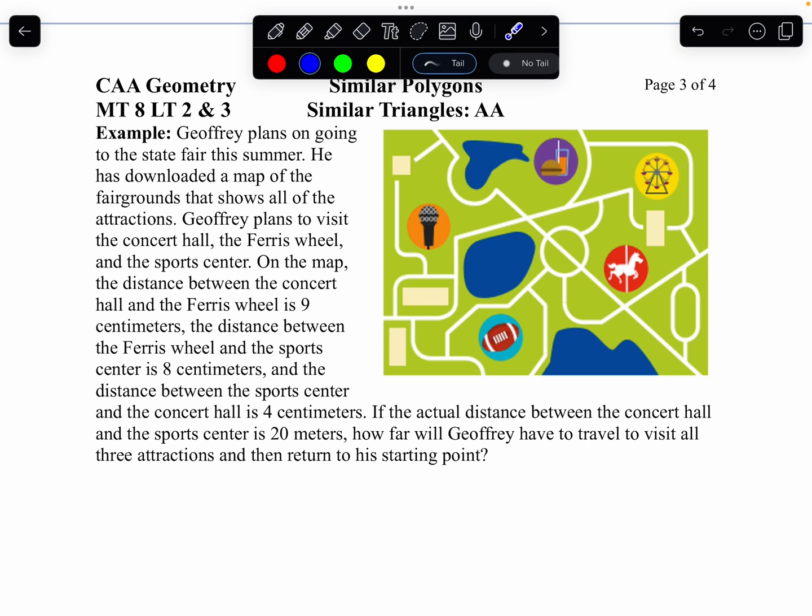On the map, the distance between the concert hall and the Ferris wheel is 9 centimeters. Let's draw that in. So from the concert hall to the Ferris wheel, that's 9 centimeters. The distance from the Ferris wheel to the sports center is 8 centimeters. So here we have 8 centimeters. And the distance between the sports center and the concert hall is 4 centimeters.